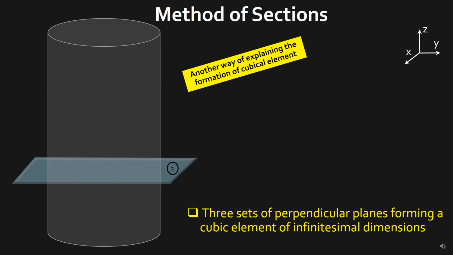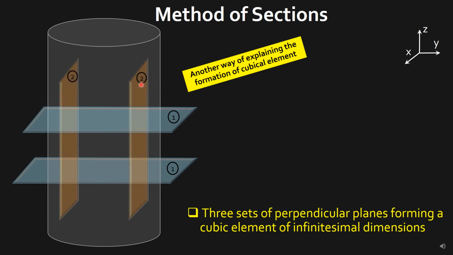Actually, in different books, this method of sections is explained in different ways. So this is one of the ways in which they explain how you can form this cube of infinitesimal dimensions. Here you can consider the body. Suppose I'm passing plane one through this body, such that this plane divides the body in two halves. Now draw another plane at an infinitesimal distance from the first plane. Now you have to draw another two sets of planes which are mutually perpendicular to each other. So you pass a second plane, which is parallel to xz. This plane number two is parallel to xz, and it is perpendicular to plane number one.